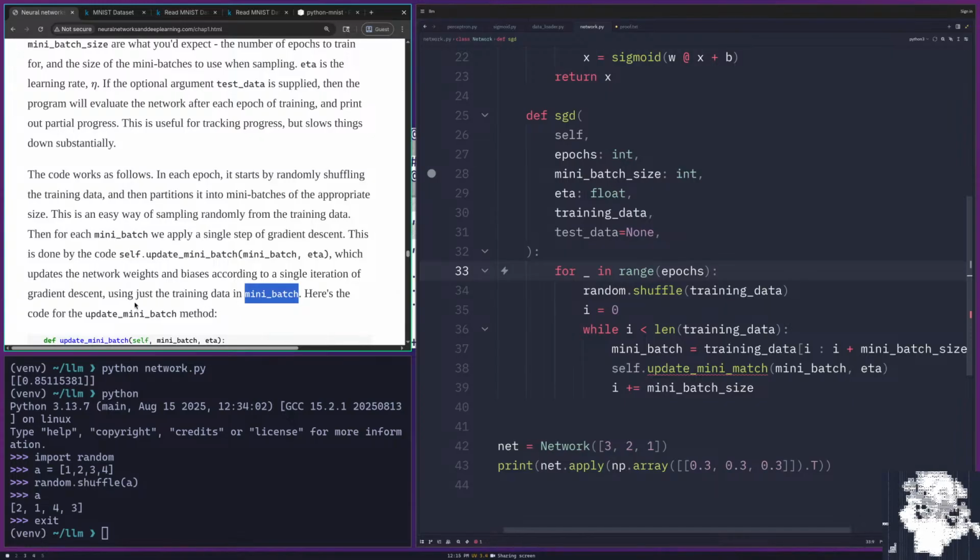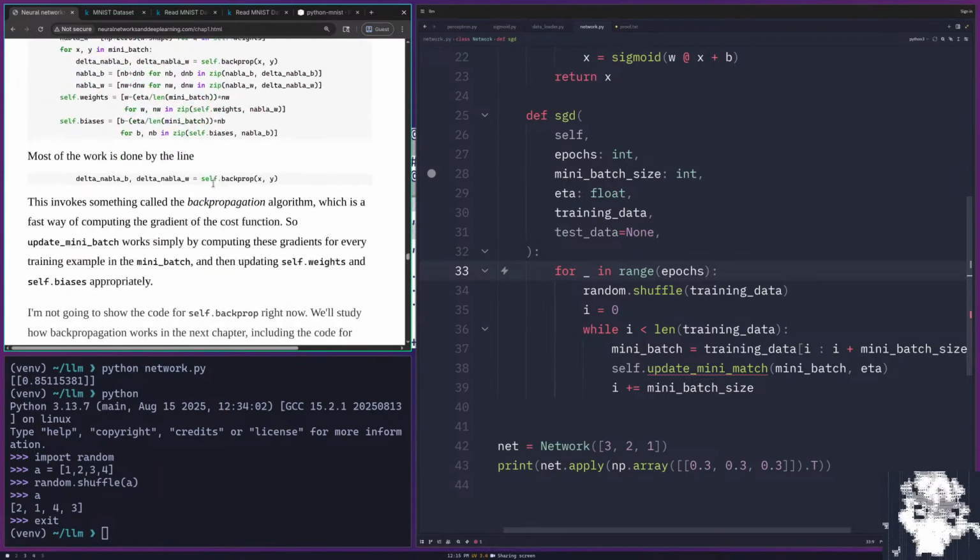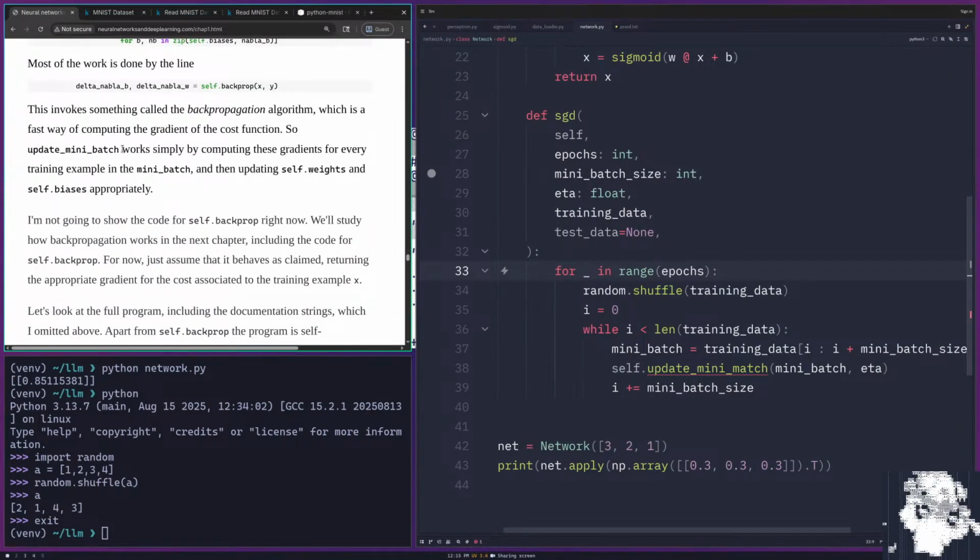Here's the code for the update_mini_batch method. Well, I don't want to read that, so I'm going to skip over it. Most of this work is done by delta_nabla_b, delta_nabla_w = self.backprop(x, y). This invokes the backpropagation algorithm, which is a fast way of computing the gradient of the cost function. So update_mini_batch works by simply computing these gradients for every training example in the mini batch, and then updating self.weights and self.biases appropriately.